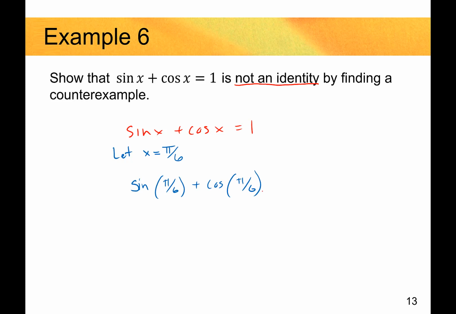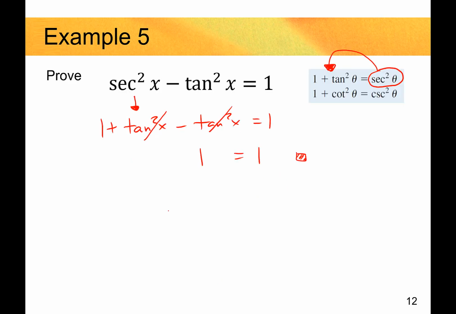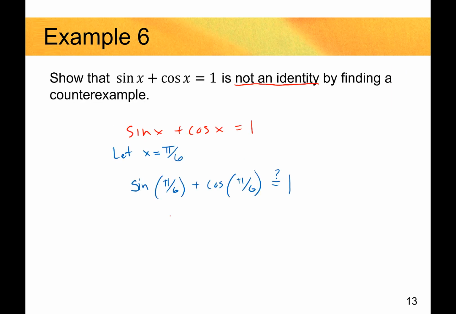And then what they do is they put a little question mark on top of the equal sign. Like, will it be true? I'm not sure. Total mystery. Let's check it out. So sine of pi over 6. What is the sine of pi over 6? It is 1/2. Cosine of pi over 6 is root 3 over 2. And the question mark still remains.